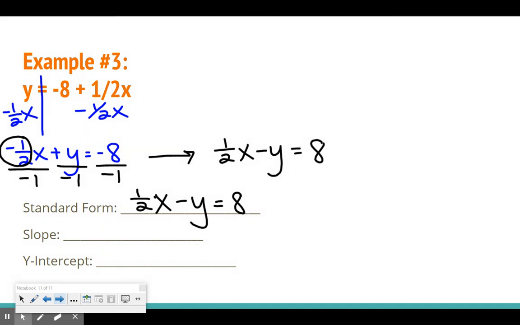Again, go back to the original equation to identify the slope, which was positive 1/2, and then identify the y-intercept, which is at negative 8.